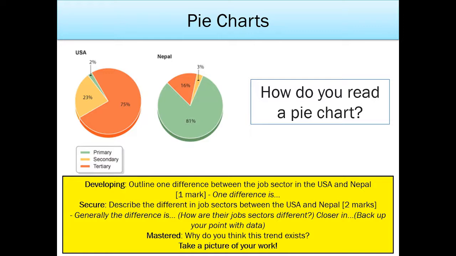For mastered, why do you think this trend exists? So I think this trend exists because, and remember, just think about looking at the two different job sectors within the countries. How does that tell us about their development? Okay, so once you've finished this piece of work, you take a picture of it, ready to upload to class charts.